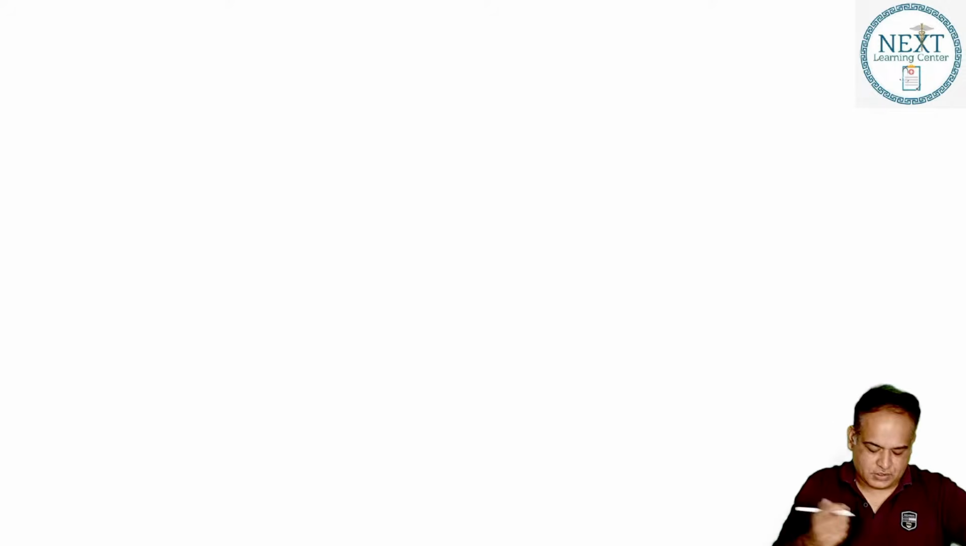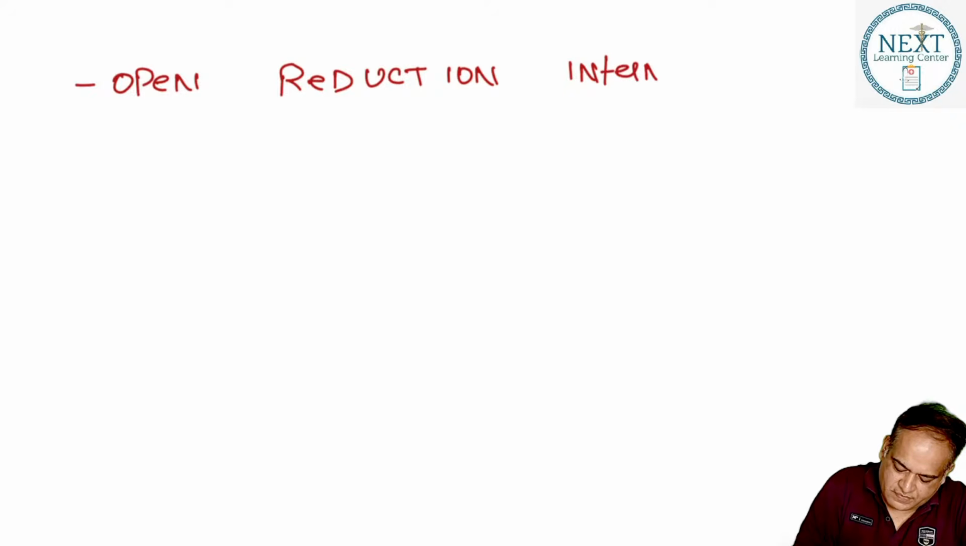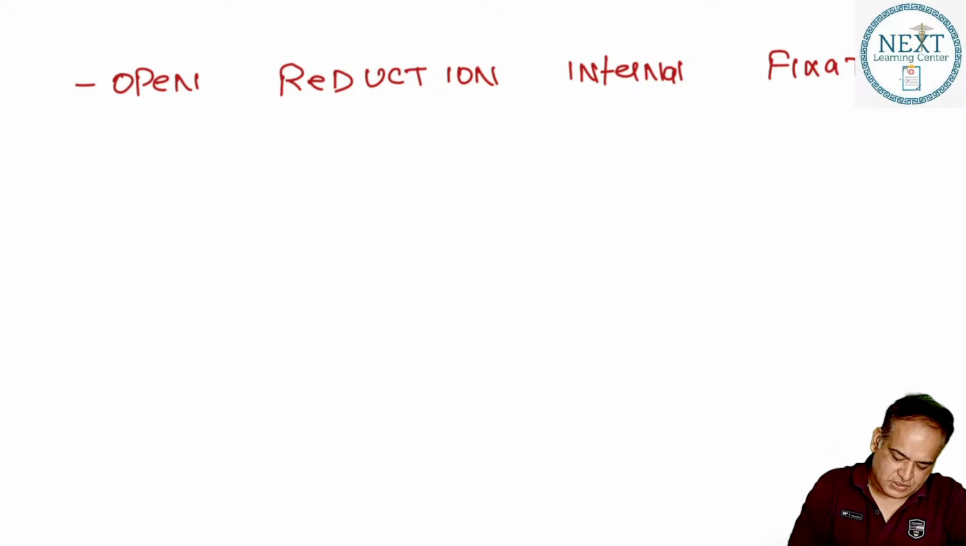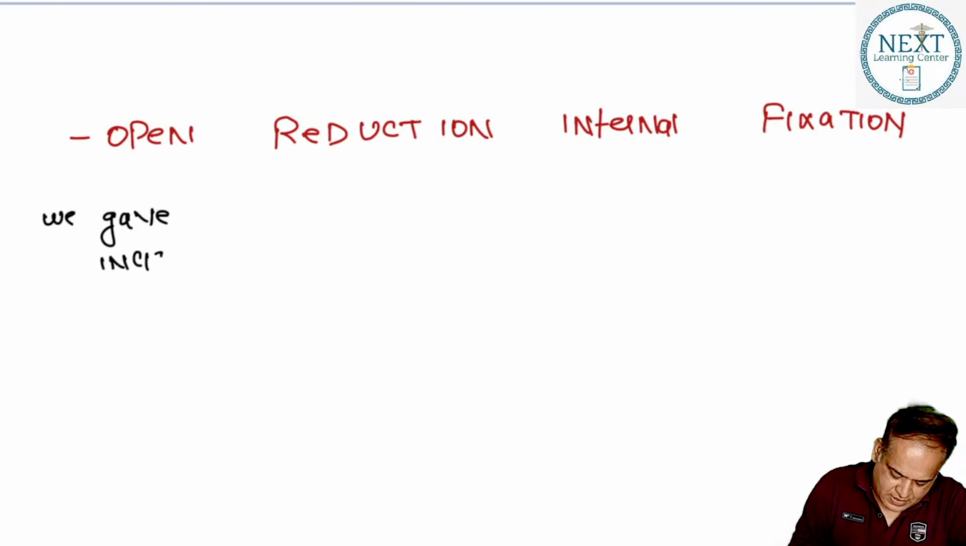Okay, now let's listen to Verma sahab's point. Consider open reduction internal fixation. Let's understand the meaning of each of these terms. Open reduction, internal fixation. The word open means that we gave an incision.